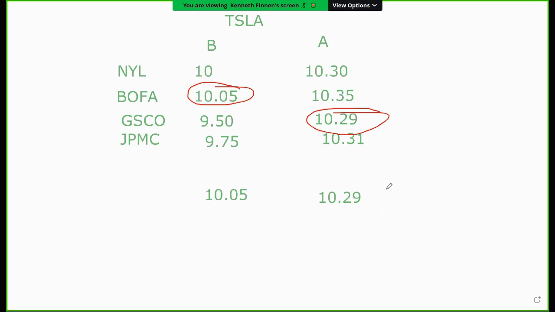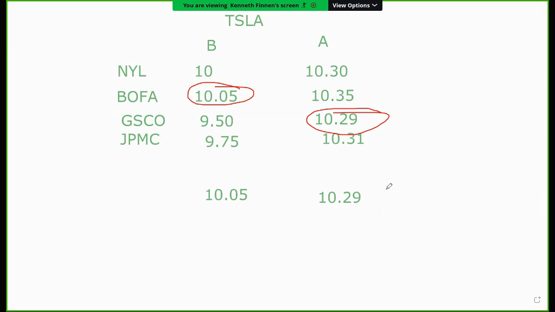So the highest price bidding is 10.05. The lowest price offering is 10.29. So if I want to sell stock, I have to sell it where people are willing to buy it, which is 10.05. And if I want to buy stock, I have to buy it where people want to sell it, which is 10.29.